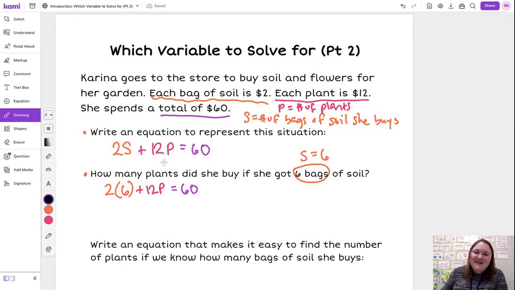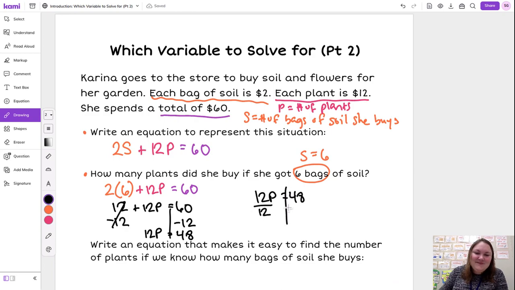I could start by multiplying 2 by 6. That's 12, so she spends a total of $12 on soil. Then I want to subtract my constant. That gives me 12p equals 48, so she spends a total of $48 on the plants. And then for my last step, if I divide both sides by 12, I get p equals 4, which would mean she buys 4 plants.